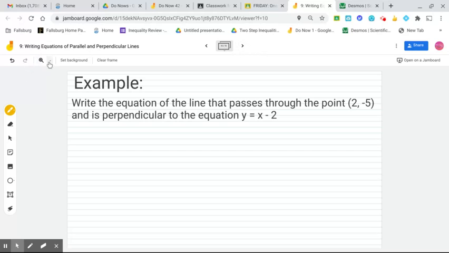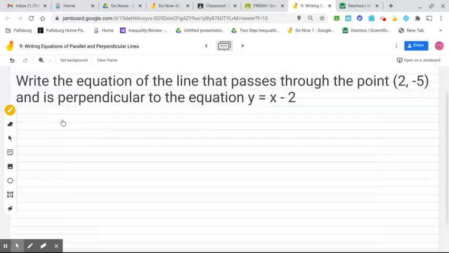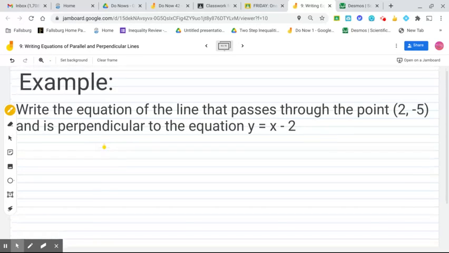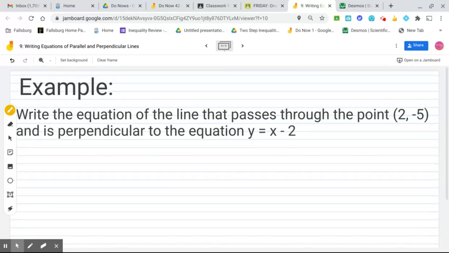We're going to go through one more example together today before you finish that assignment that we started yesterday. Write the equation of the line that passes through the point 2, negative 5 and is perpendicular to the equation y equals x minus 2.